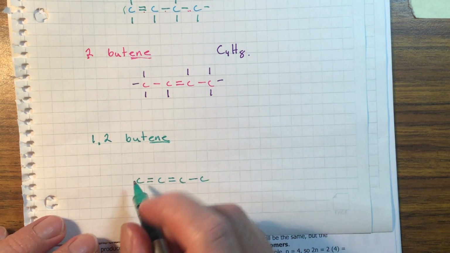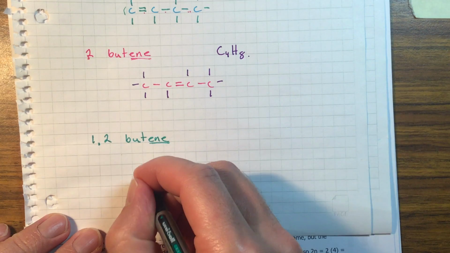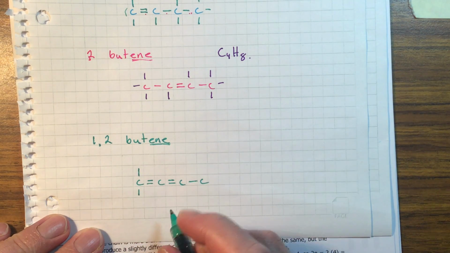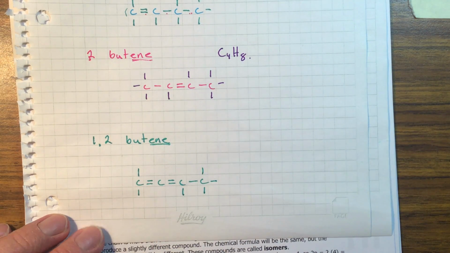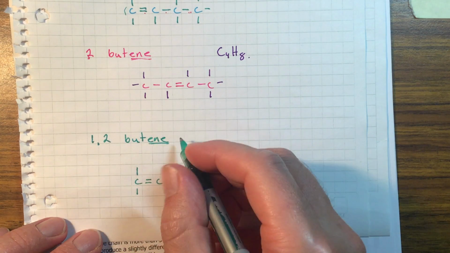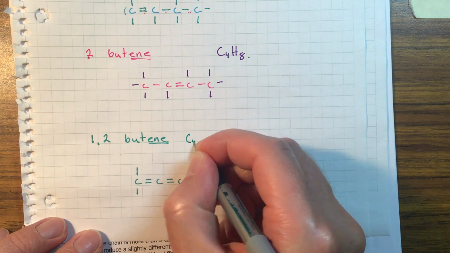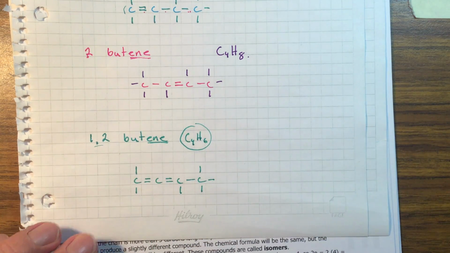All right, so now this guy here has 2 bonds already, so it's got 2 hydrogens. This carbon can't hold any hydrogens. He's already got 4 bonds. This guy can hold 1, and this guy can hold 1, 2, 3. So 1,2-butene actually is C4H6. It doesn't follow the rule because it has 2 double bonds in it.